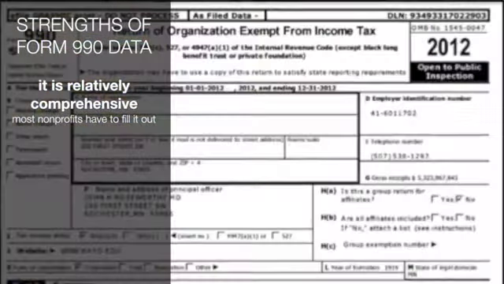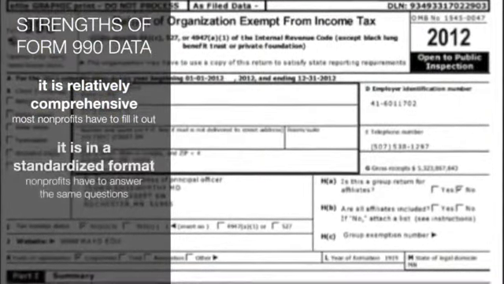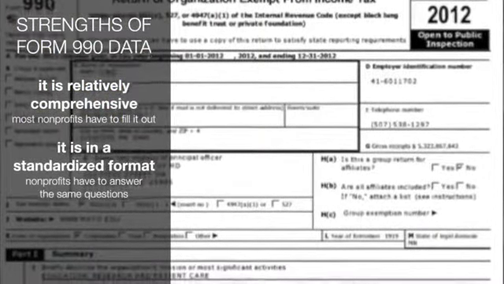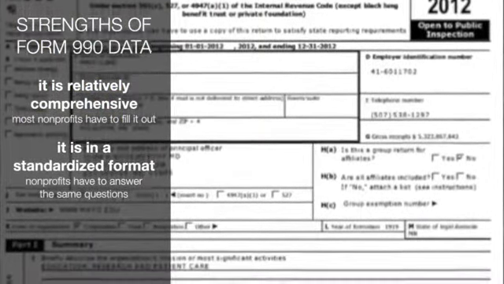And there are a number of strengths to this document. One is that it's a relatively comprehensive data source because so many different nonprofits have to fill out the form. Second, because organizations are answering the same questions, you get standardized data that allows for certain kinds of comparison. And thirdly, in some categories of information, like mission statements, staff, board, and financials, there's really some quite high quality data.